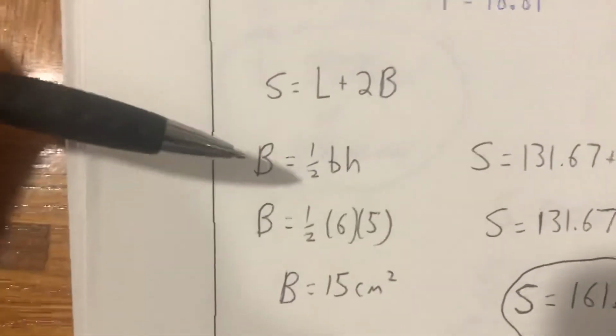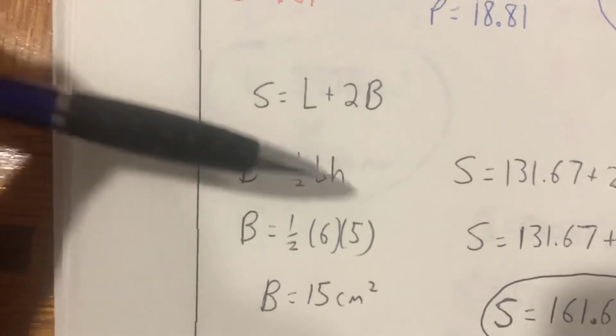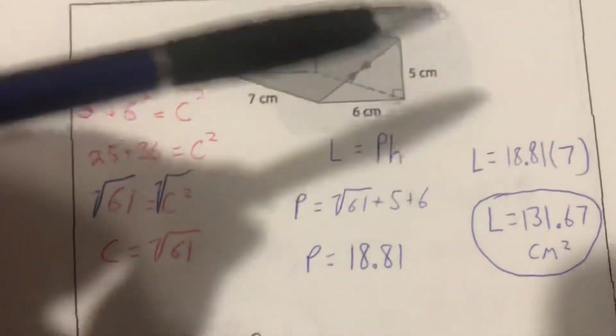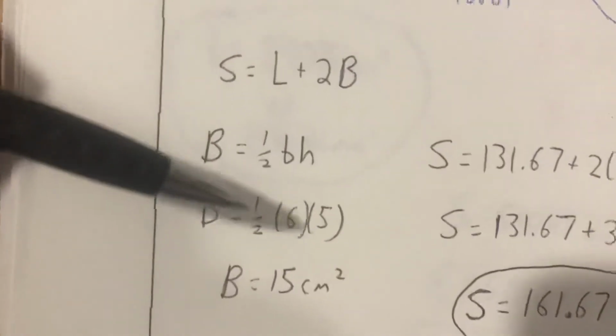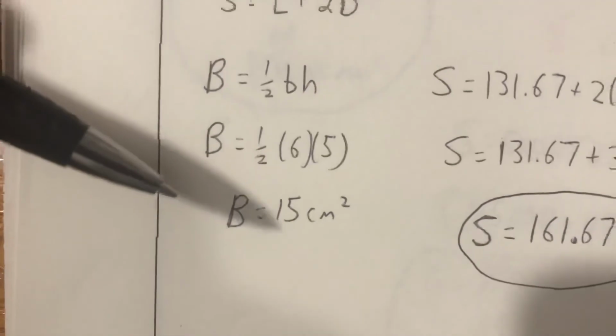So to get the area of a base, the bases are triangles, so we're going to do 1/2 base times height. Now remember, base and a height have to be perpendicular to each other, and we had that from the beginning. We had the 6 and we had the 5. So 1/2 times 6 times 5 is going to give us 15 centimeters squared for the area of a base.